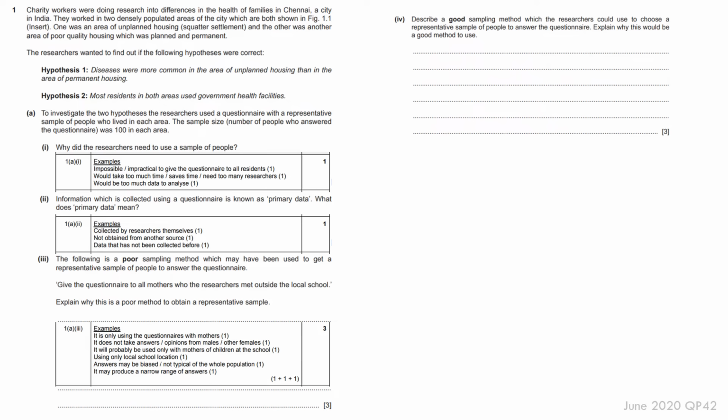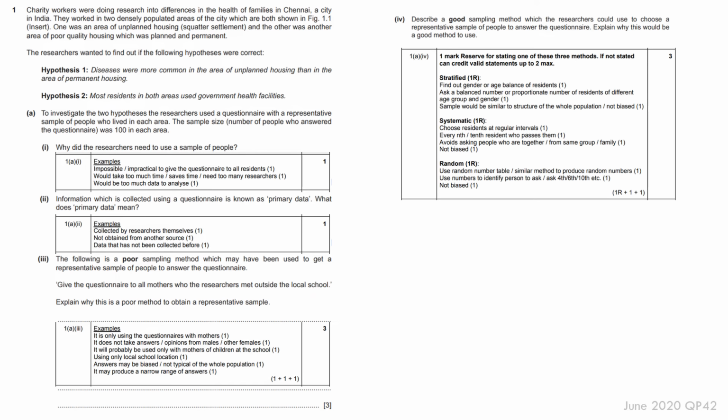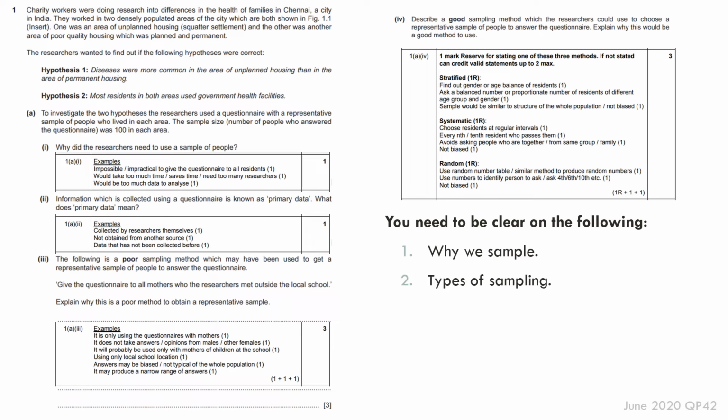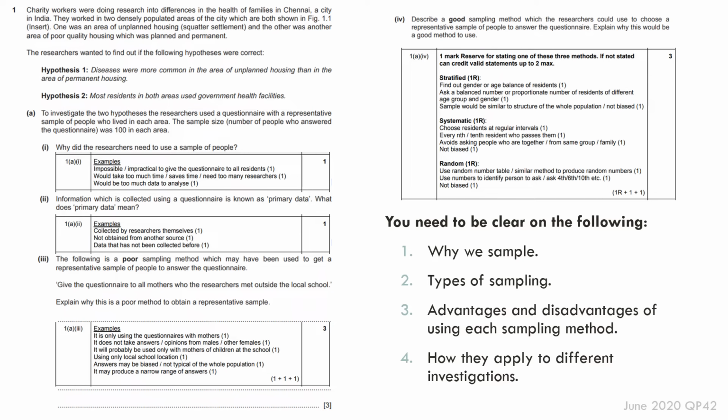So again, go back to the previous video, and again, you need to justify how you can select a representative sample of people. And again, here I've given you some more strengths and weaknesses, strengths of using the different techniques that you can incorporate. So remember, you need to be clear on the following: why we sample, types of sampling, and the advantages and disadvantages of using each sampling method, and how they apply to different investigations for you to be able to show me and the examiner which is the most appropriate one.